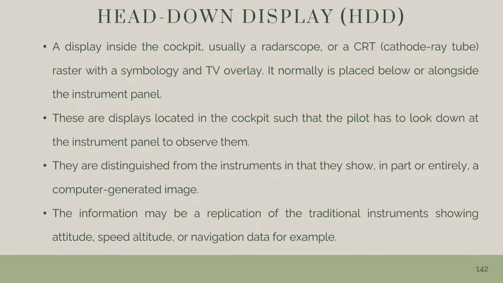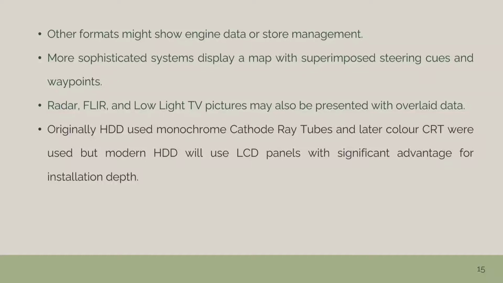The information may be a replication of traditional instruments showing attitude, speed, altitude, or navigation data, for example. Other formats might show engine data or store management. More sophisticated systems display a map with superimposed steering cues and waypoints. Radar, FLIR, and low-light TV pictures may also be presented with overlaid data.